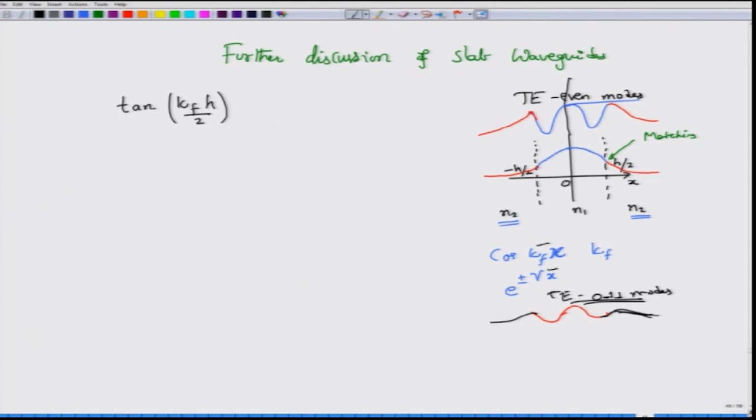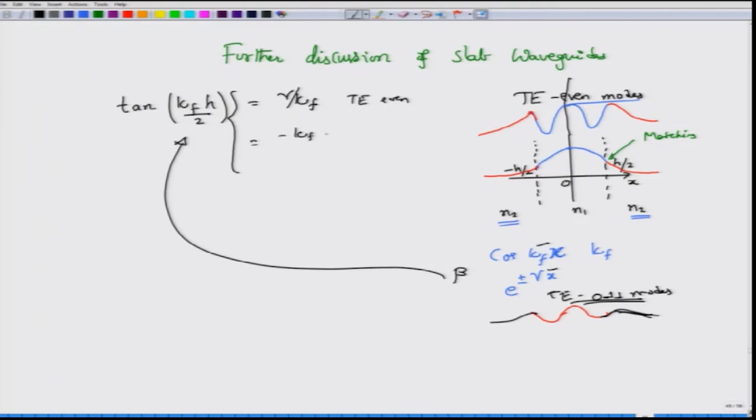Of course, this can be found by finding beta, right, but beta is actually hidden in this equation. What was the equation? Let us complete this. Tan kappa f h by 2 was given by gamma divided by kappa f. This is for the TE even modes, and for the odd modes the left hand side would essentially remain the same, but the right hand side becomes minus kappa f by gamma for the TE odd modes. Okay.